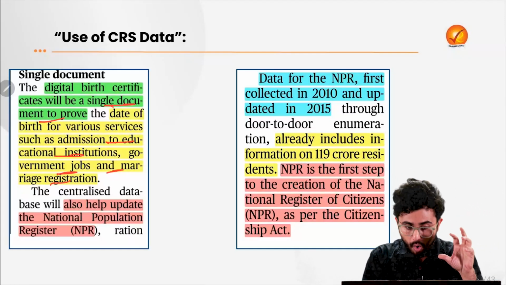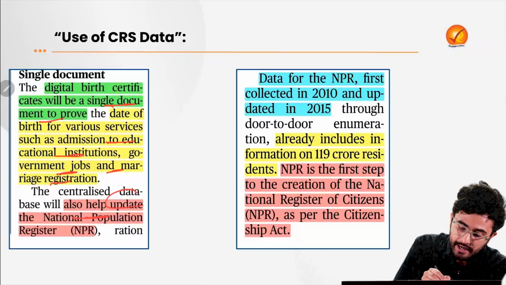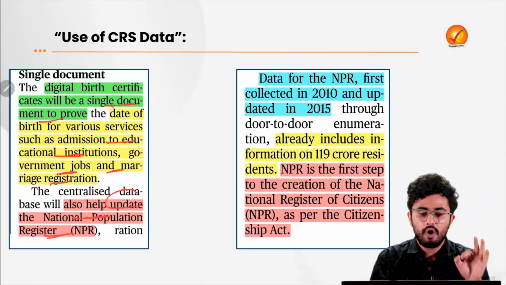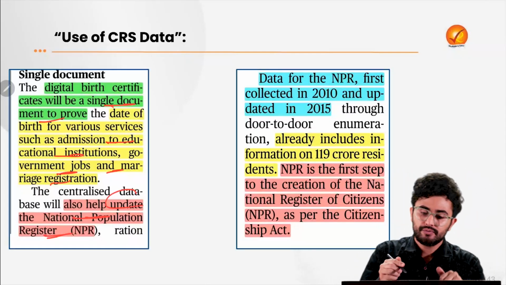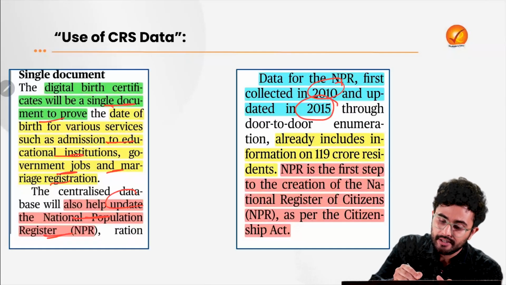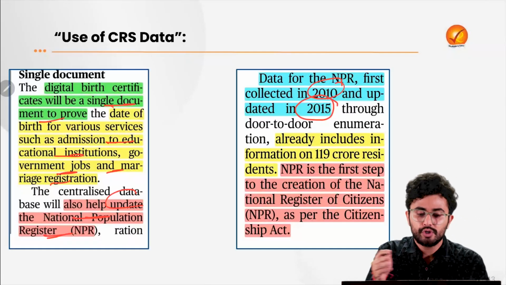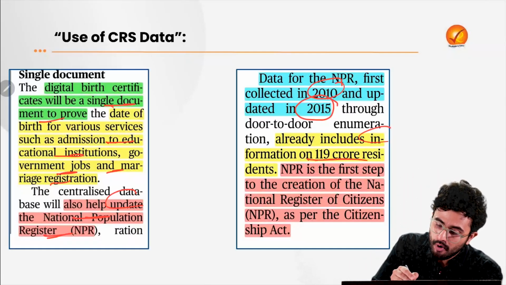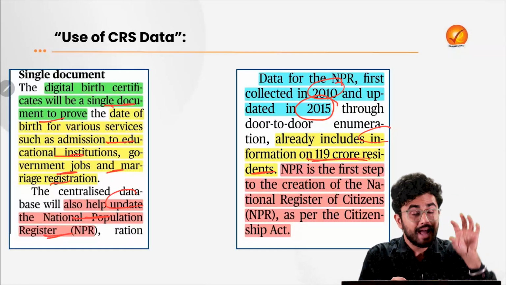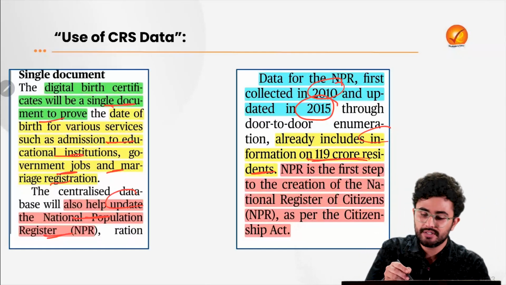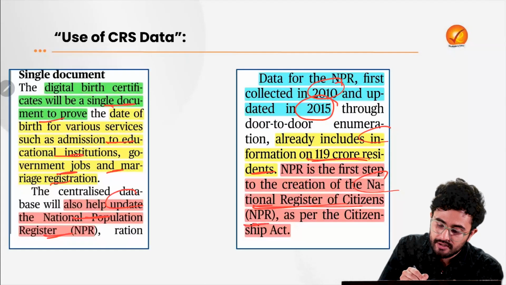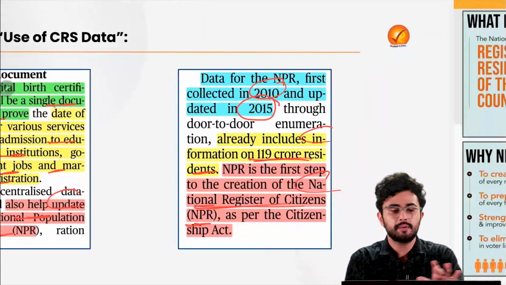Also, it will help to update the National Population Register or NPR, the data for which was first collected in 2010 and then updated in 2015. Through door-to-door enumeration, it already includes information about 119 crore residents. And NPR, remember, is the first step for the creation of the National Register of Citizens as per the Citizenship Act.